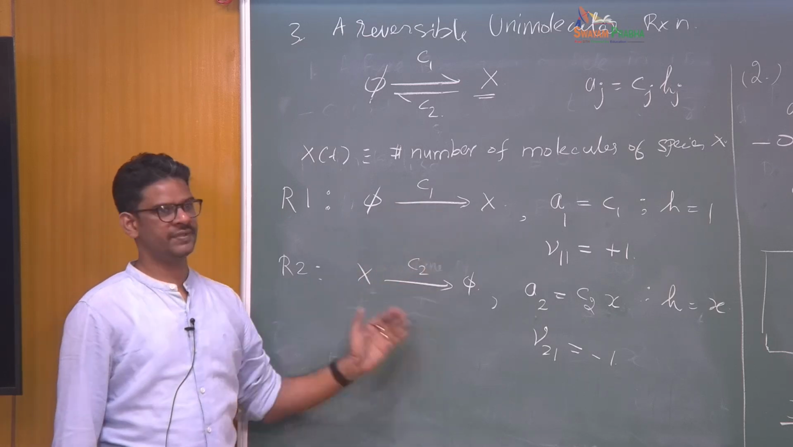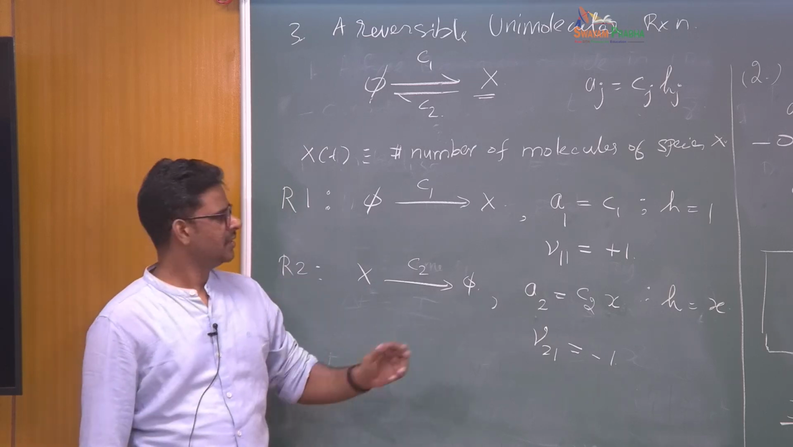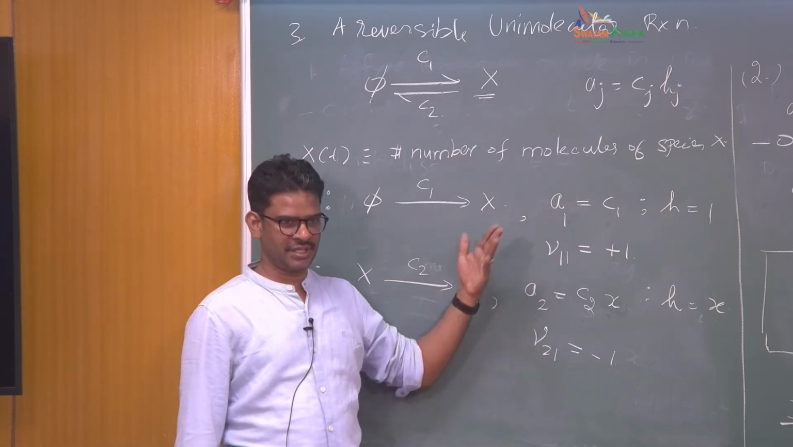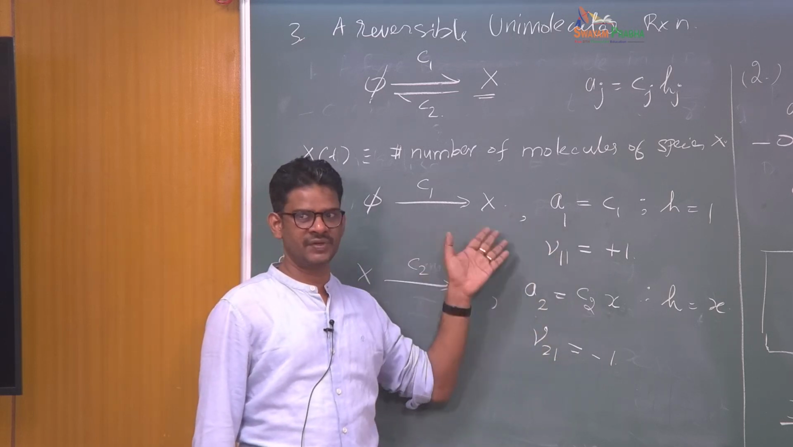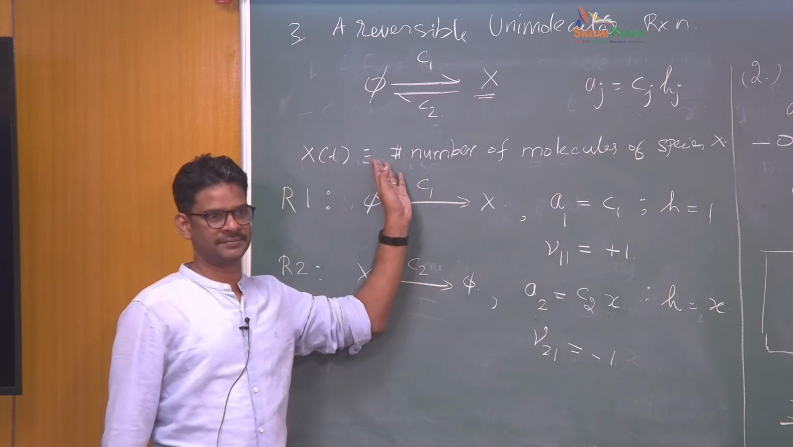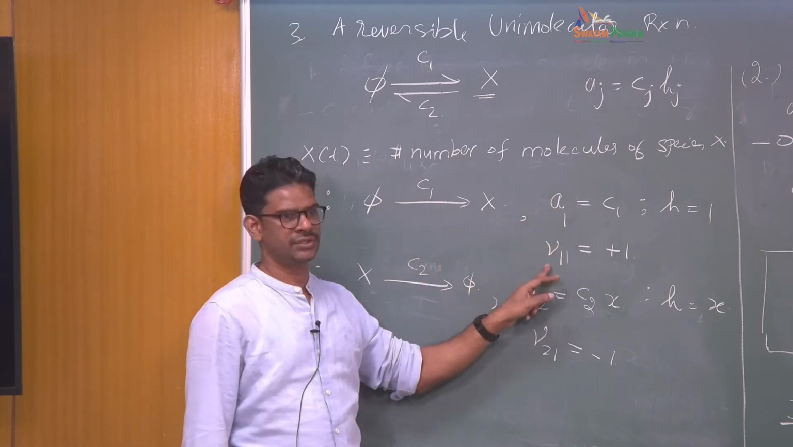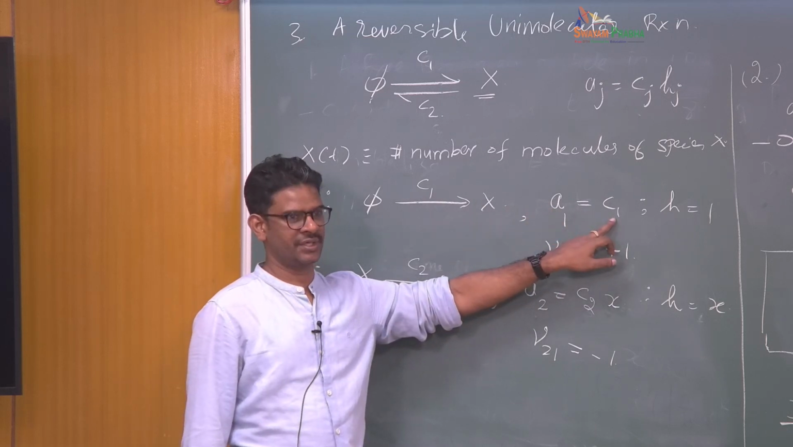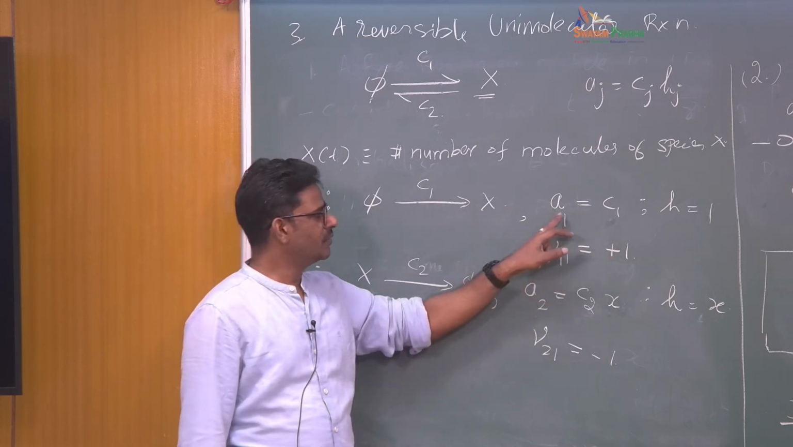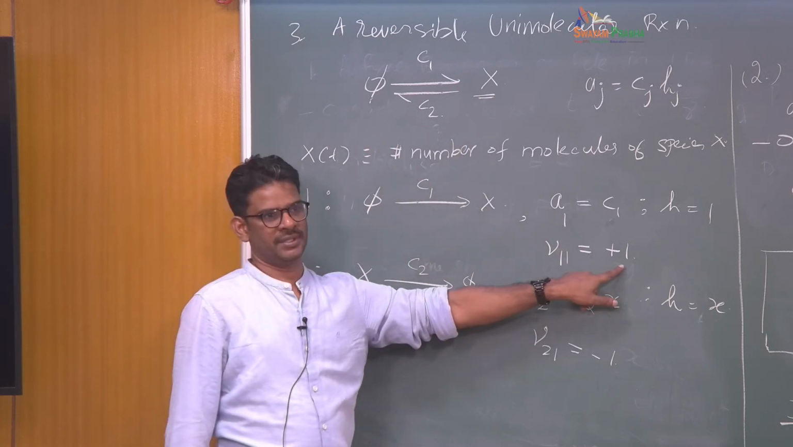Now once we specify the reaction, we have to specify two additional things. How do we write the propensity function? In other words, the rate. And how this reaction will change my state variable X. Basically meaning that we have to define what is A and what is nu. A for the first reaction is simply C1 because it's the zeroth order reaction. And how this reaction is affecting my state variable X? It is increasing X by 1, so it's +1.